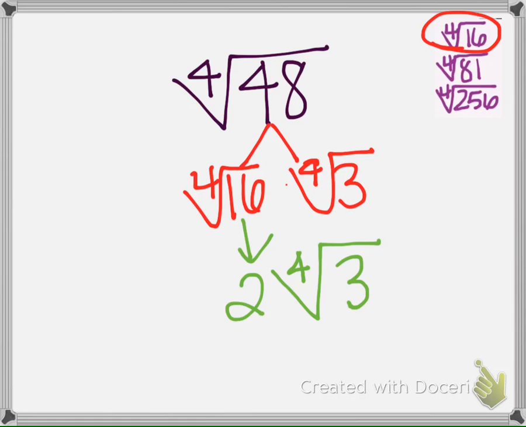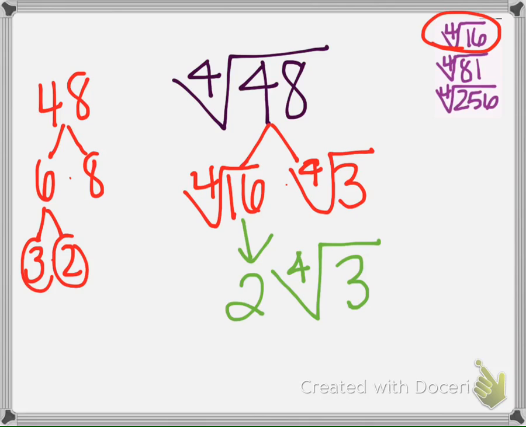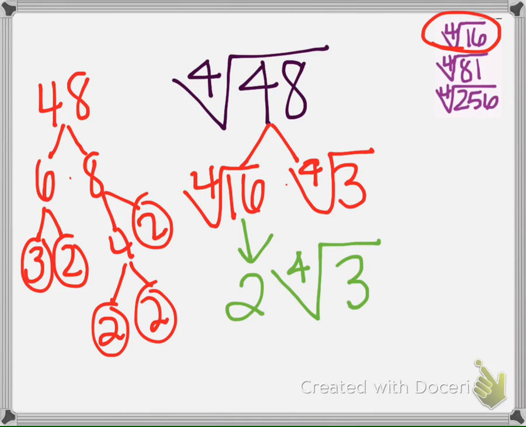Keep in mind the other way to have solved this is if we make a factor tree, such as this, and we write up until we only have prime factors. If we do it that way, since this is a fourth root, we're looking for a group of 4. So 1, 2, 3, 4. So that would make 16. 2 times 2 times 2 times 2 is 16. That's why we would take out the 2, and then we would just have this 3 left. So that's where this 3 came from.